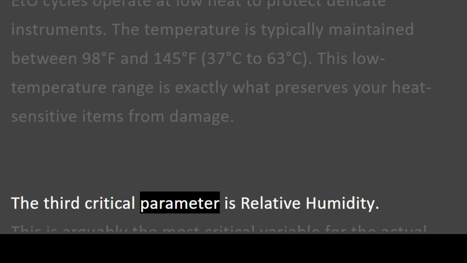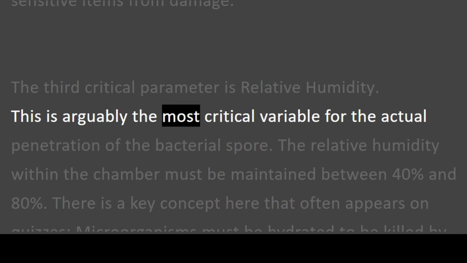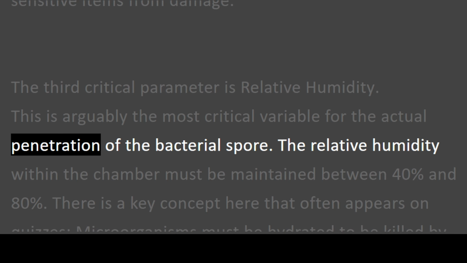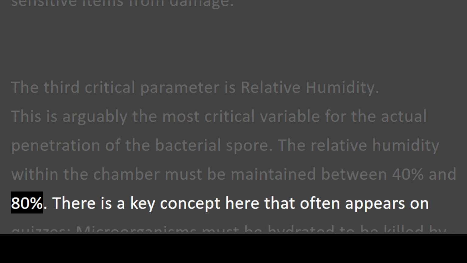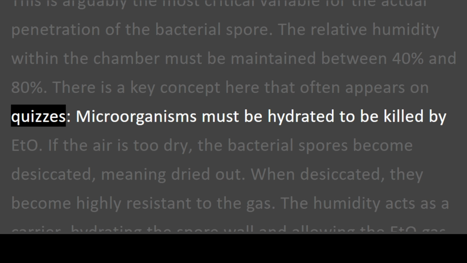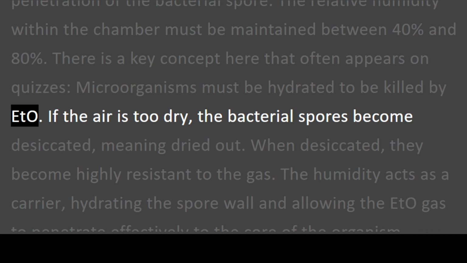The third critical parameter is relative humidity. This is arguably the most critical variable for the actual penetration of the bacterial spore. The relative humidity within the chamber must be maintained between 40% and 80%. There is a key concept here that often appears on quizzes. Microorganisms must be hydrated to be killed by ETO.